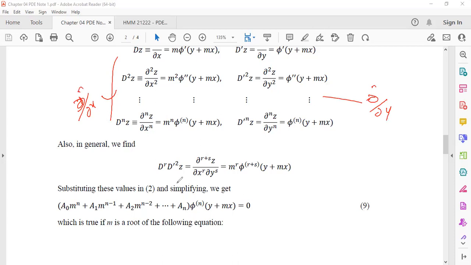What if both are involved? For example, D^r and D'^s. Sorry, this should be s, I think, not square. So what if D^r D'^s, I mean ∂^r/∂x^r again, and again ∂^s/∂y^s, of z? You know these both are the same, no? So in that sense, they have written ∂^(r+s).